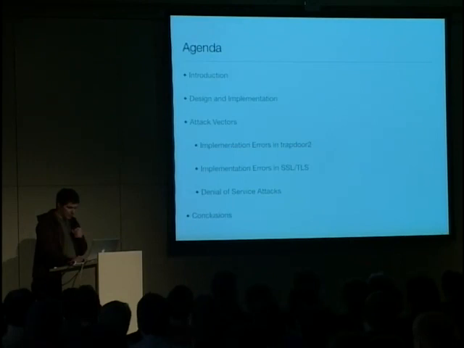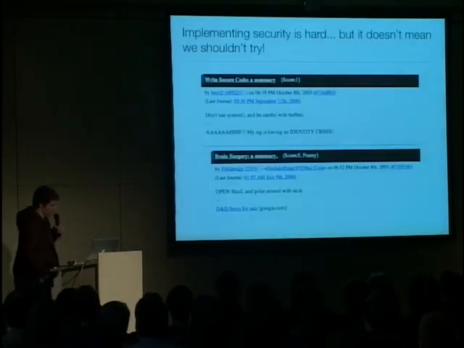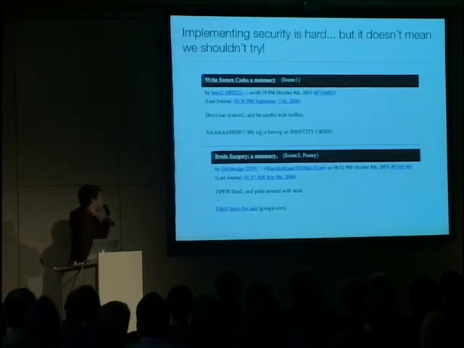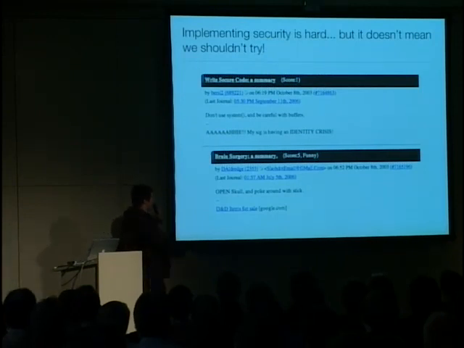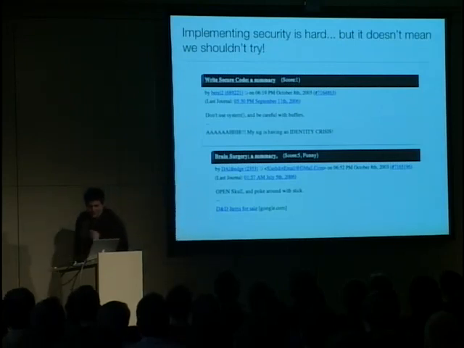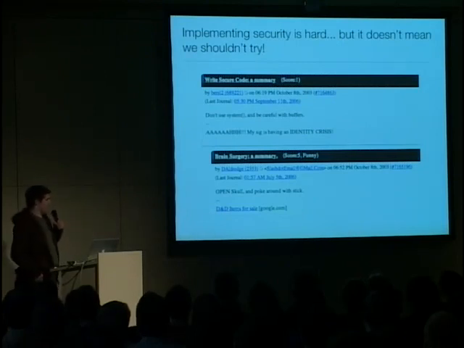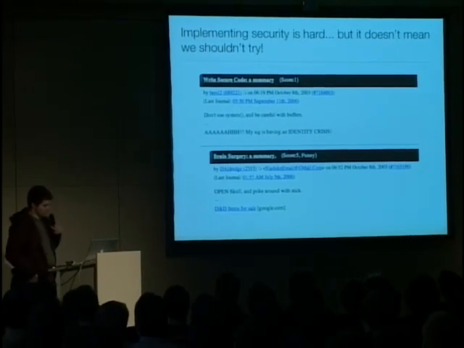So as an introduction, a very simplifying view on writing secure code. Write secure code as summary: Don't use system and be careful with buffers. And then an answer on /dot. Brain surgery summary: open skull and poke around with stick. So a more sophisticated view on security issues than this is definitely required. And this summary doesn't even scratch the surface.